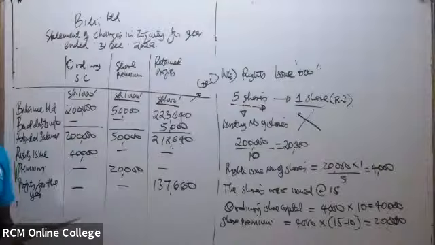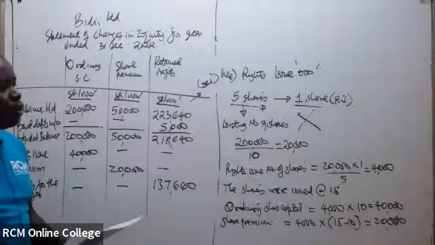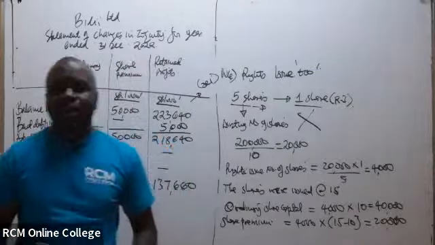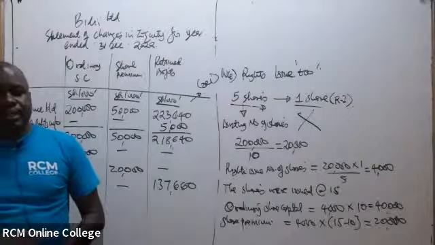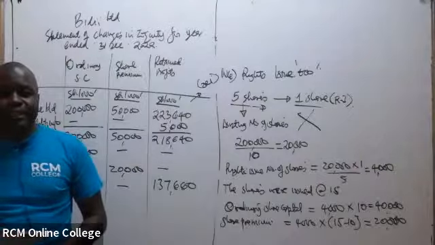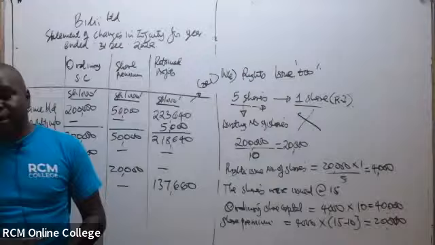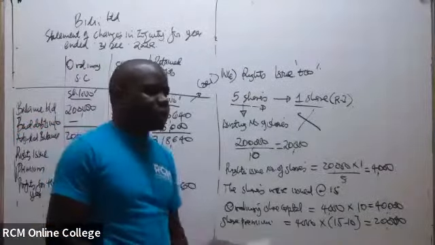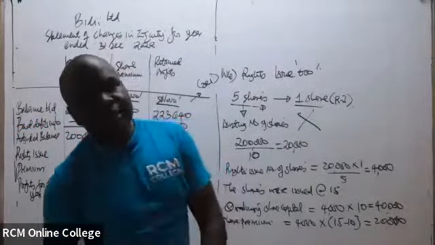What if the shares are issued at a value less than the par value? That is what we call issuing the shares at a discount. Issuing shares at a discount.